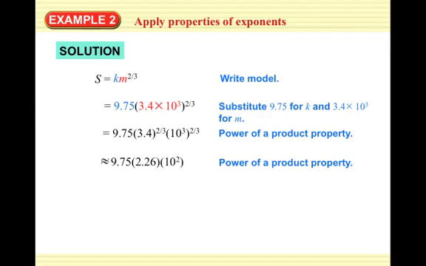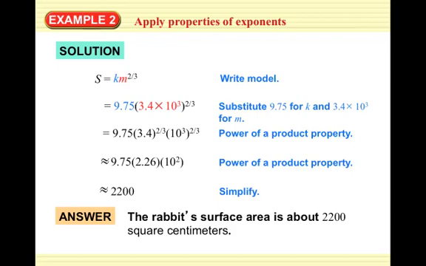So we have 9.75 times 2.26 times 10 squared, because 3 times 2/3 is 2, that's why it's 10 squared. And so now we're going to simplify, and it's approximately 2,200. The rabbit surface area is about 2,200 square centimeters.